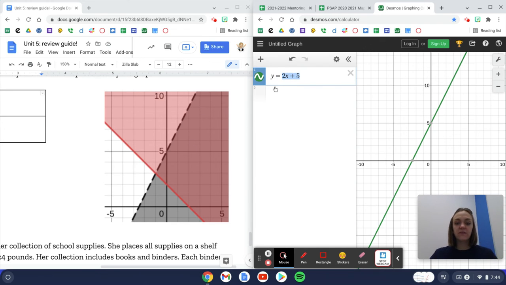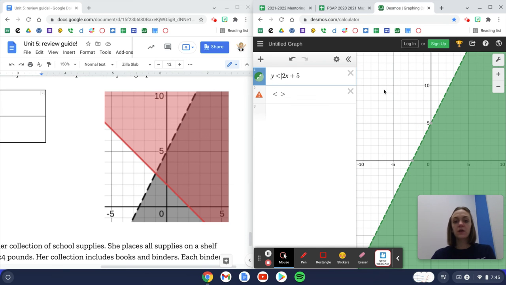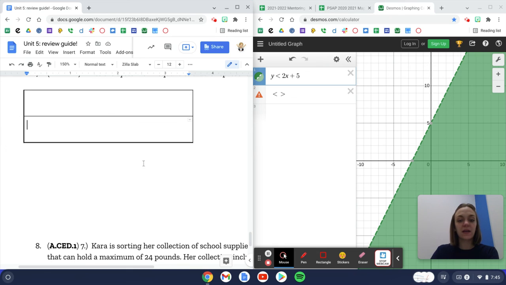Now I need to figure out if I'm going to use this sign or this sign for my inequality based on the shading. I know it has to be one of these two signs because this is a dashed line. So I'm going to try this one. Well, obviously that doesn't work because my black line is shaded down and this is shaded up. So it's going to have to be y is less than 2x plus 5. So that's what you would write in this box here.